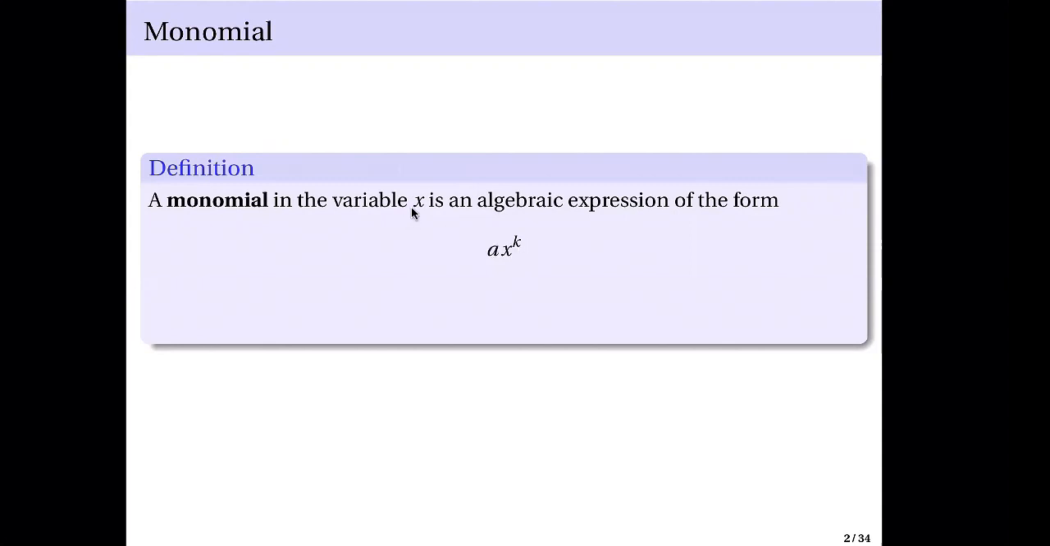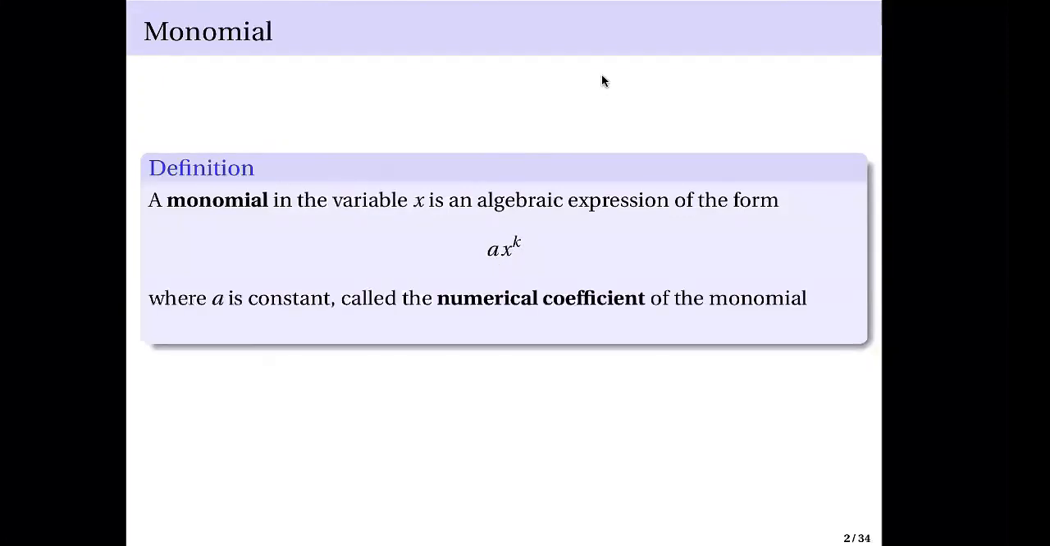So this is in the variable x. And a here is some real number, and we will call it coefficient. And k here is some power. So where a is constant, called the numerical coefficient of the monomial, and k is a non-negative integer. So take note of that. k is equal to 0 or 1 or 2 or etc.